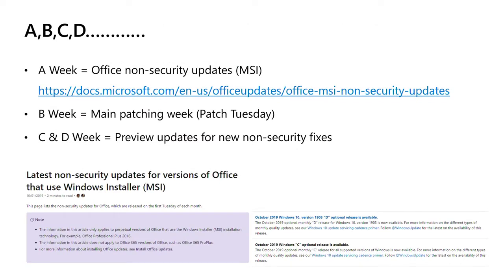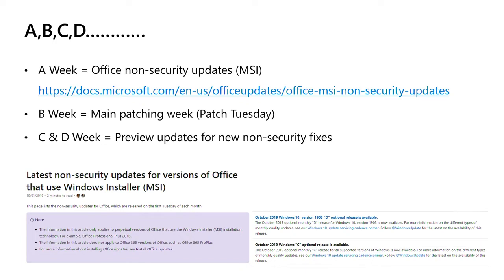Have you guys heard of the A, B, C, D weeks of patching? Some of you are confused, like what does that mean? Well, the A week is usually Office updates. They are non-security updates. They are MSI-based. They come out a week before Patch Tuesday week. Then you have the B week, which is the actual Patch Tuesday week. They include your critical updates and stuff like that.